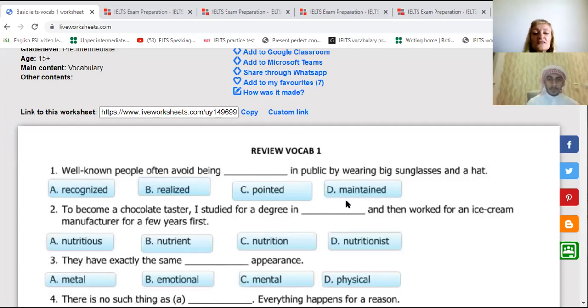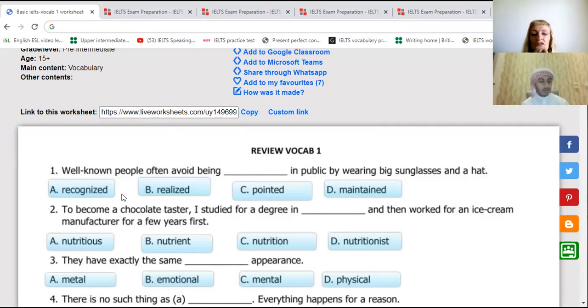Have a think. I did not know what is the meaning. Don't worry, I'll help you. So, do you know the word recognized? No. For example, every day I see you on Zoom, so I recognize you as Omar. I know you as Omar, okay?